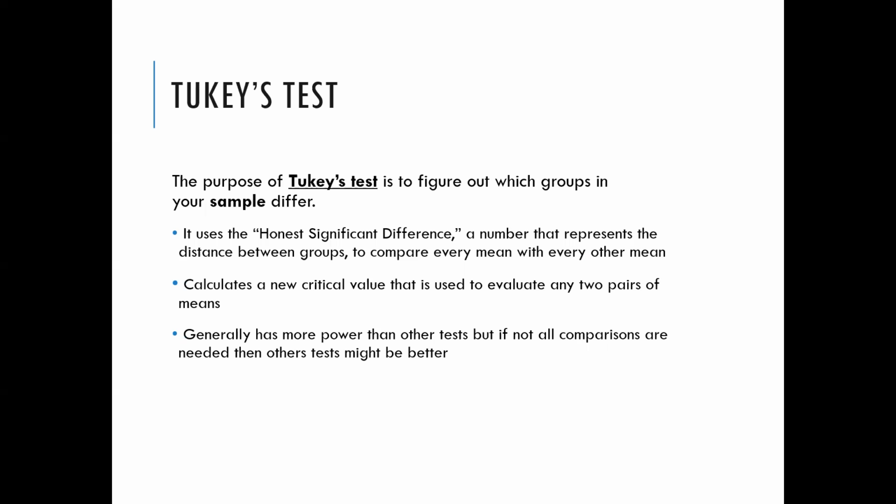Another test is Tukey's test, and this is probably one of the most widely used. The purpose of Tukey's test, again, is to figure out which groups in your sample differ. It uses what's called the honest significant difference, which is a number that represents the distance between groups to compare every mean with every other mean. And it calculates this new critical value that is used to evaluate any two pairs of means. It generally has more power than other tests, but if not all comparisons are needed, then we might choose to conduct another post-hoc test.